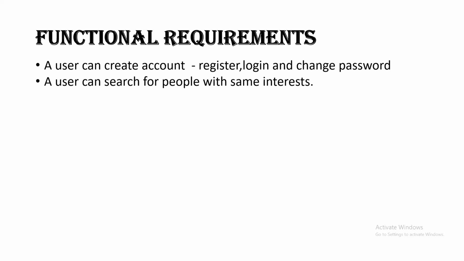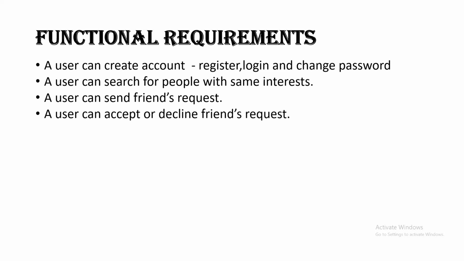So people can come and search for people who have the same interest. Maybe I have an interest in educational materials, something like mathematics, software engineering, or biology. So I can see posts of that interest. A user can also send friend requests. When I search for people and see people in that category, I can send them friend requests, and a user can accept or decline a friend request.